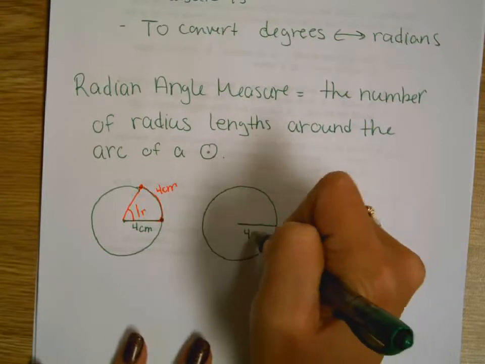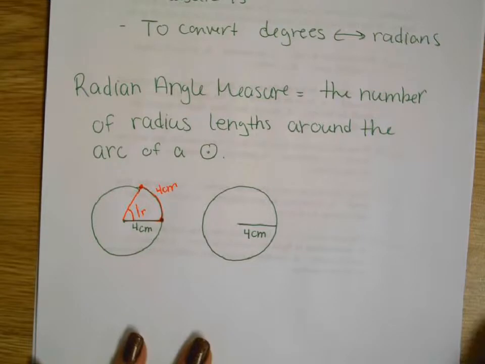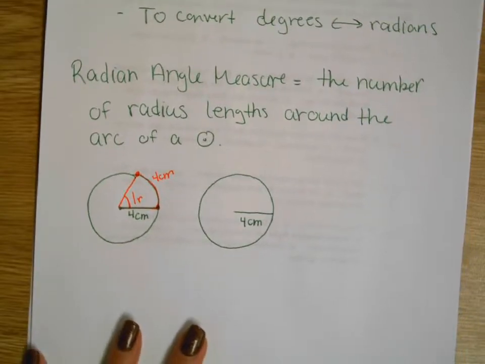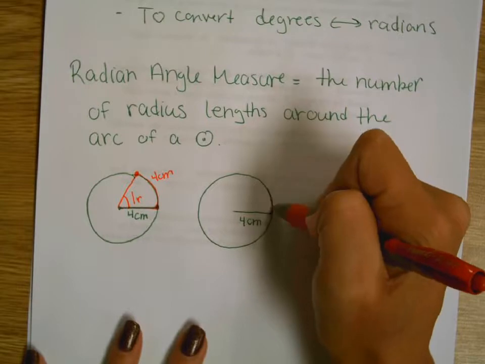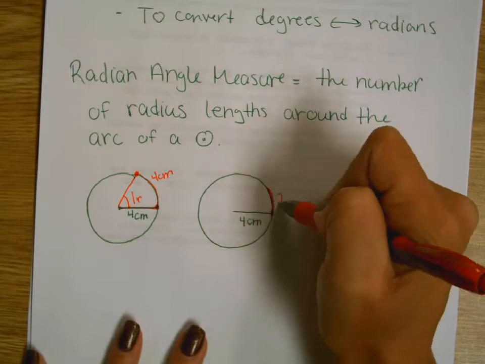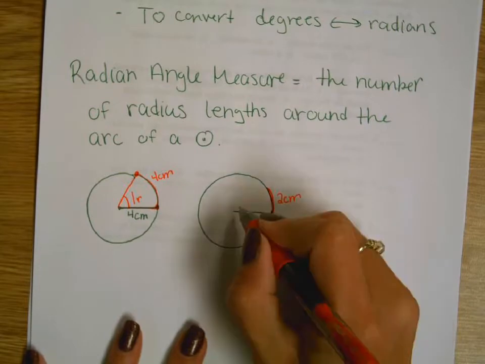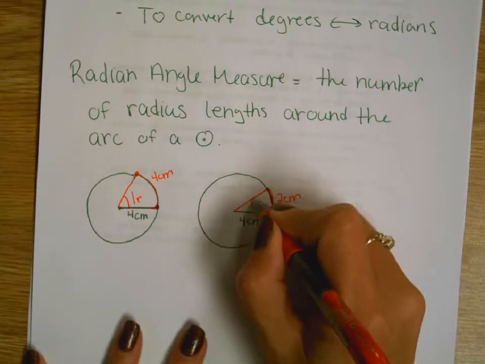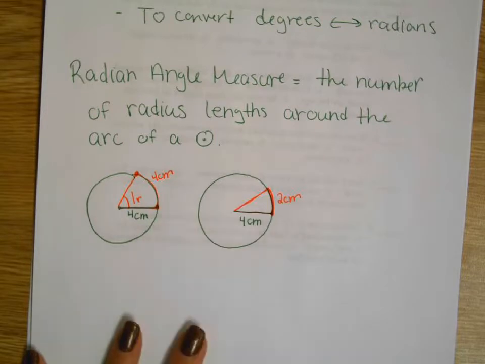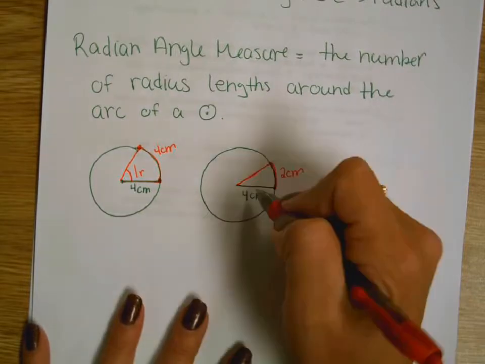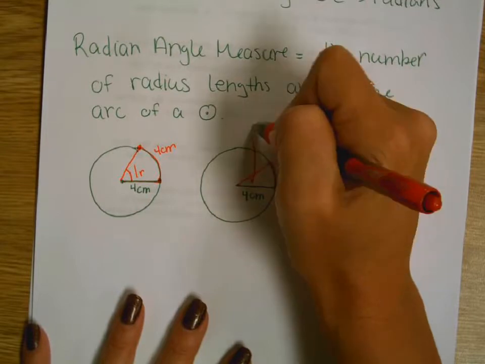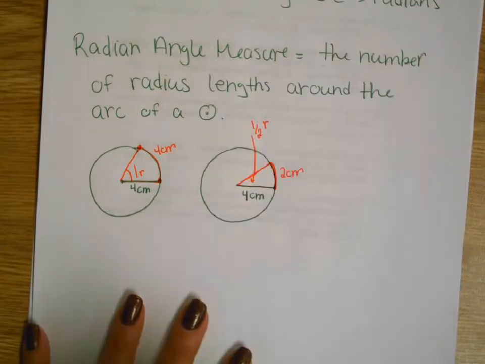Stick with that same 4 centimeter circle. So this time, if I go 2 centimeters along the arc, and then create the angle by that arc, what do you think my angle measure is in radians? Skylar? 1/2 radian, because it's half a radius. So this angle measure in here would be a half of a radian.